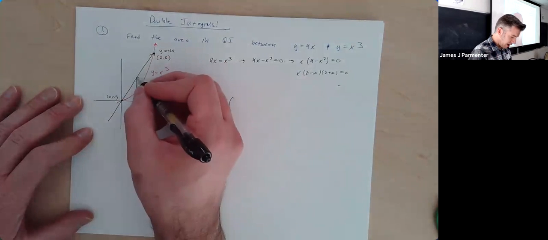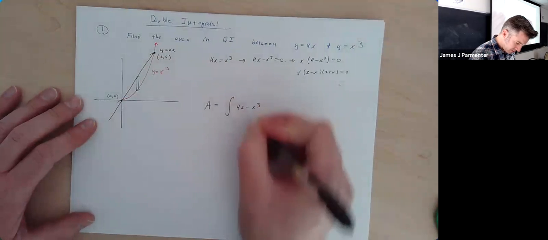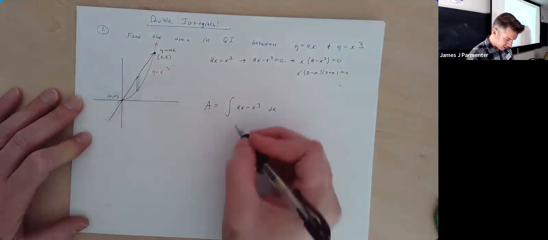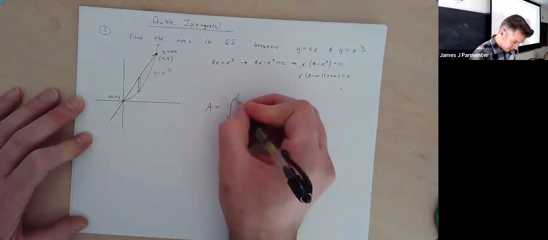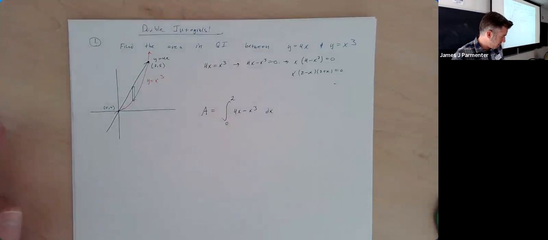The height of that strip is the top minus the bottom, so 4x minus x cubed. And the width of that strip is dx. And we're going as far left as x equals 0, and as far right as x equals 2. What I want to point out, though, is we can actually write this as a double integral.